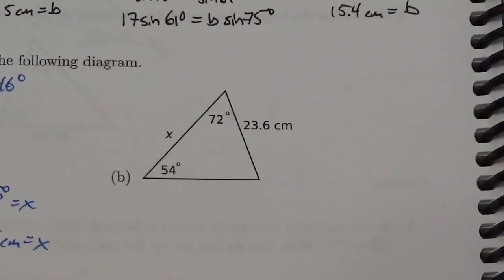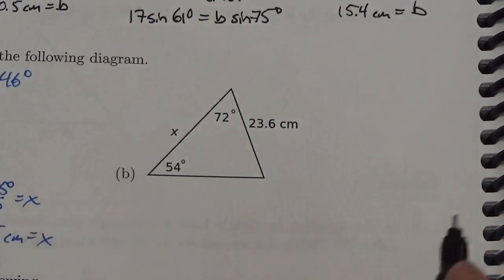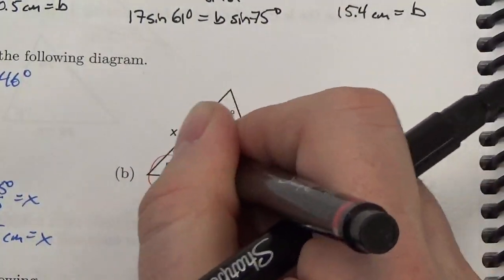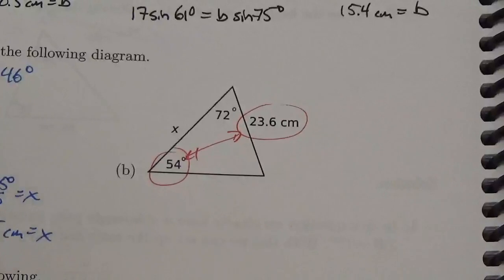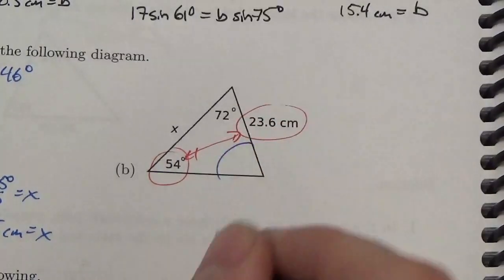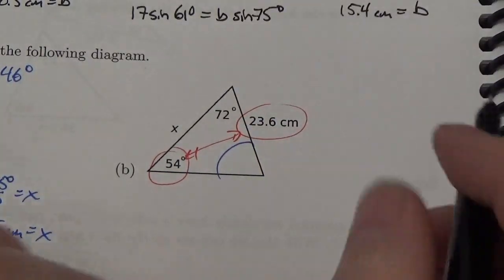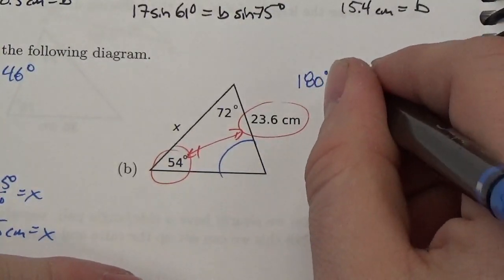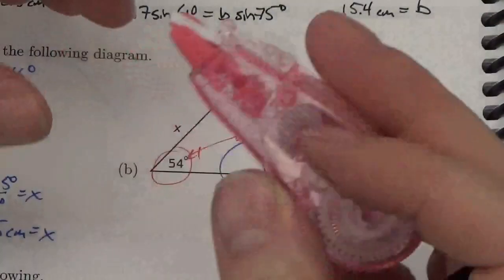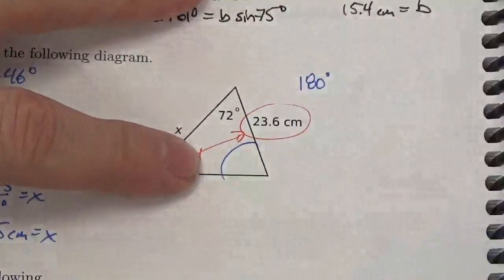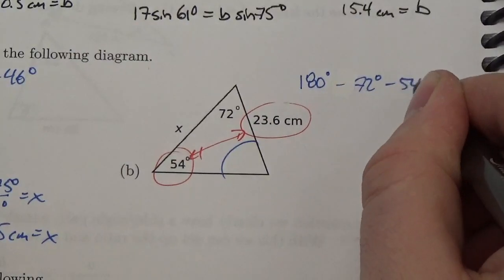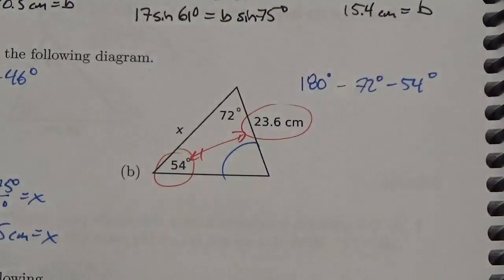Let's take a look at this next one. Again, still looking for x here, and again, it's the same problem. Okay, once again, I know this angle and I know the side opposite. But what I don't know is this angle right here. So that's the very first thing that I got to do. And I look at the total. I know that the total sum of the angles should be 180. And then I'm going to subtract from that 72 degrees and 54 degrees.